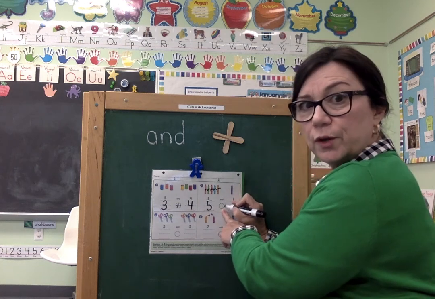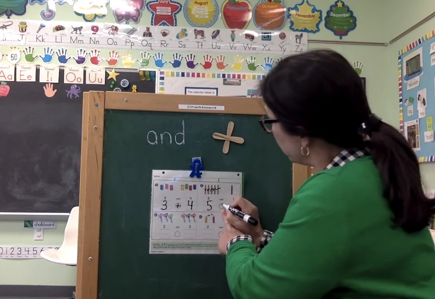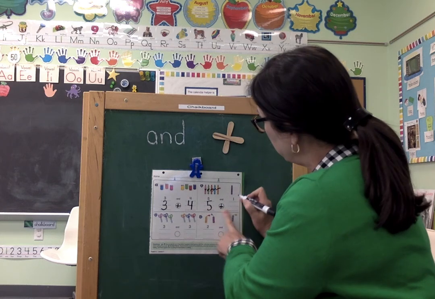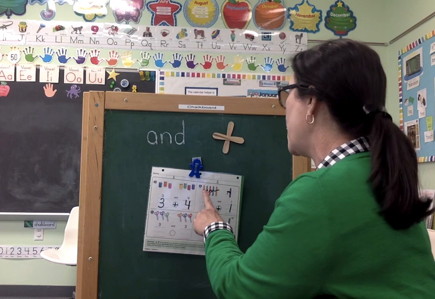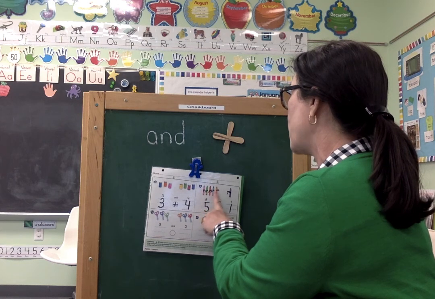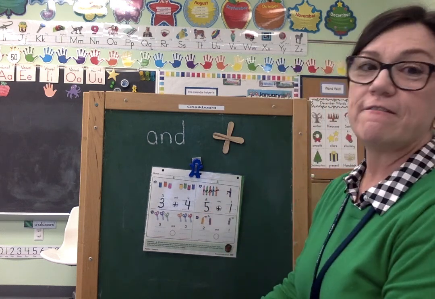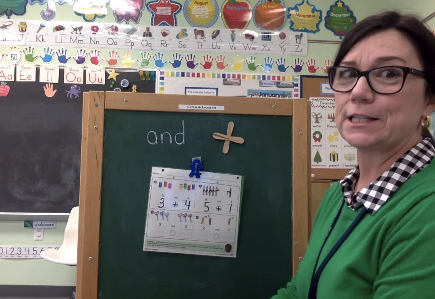There's "and." What are we going to write to represent "and"? The plus sign. 1 purple crayon. All right, let's count and see how many we have. 1, 2, 3, 4, 5, 6. 5 and 1 is 6.